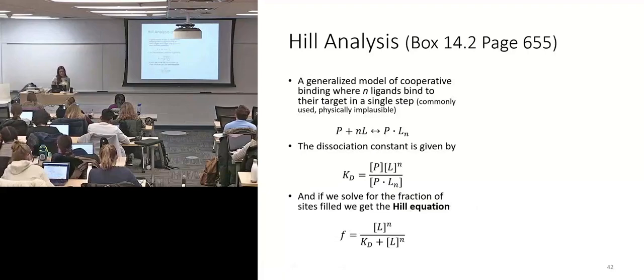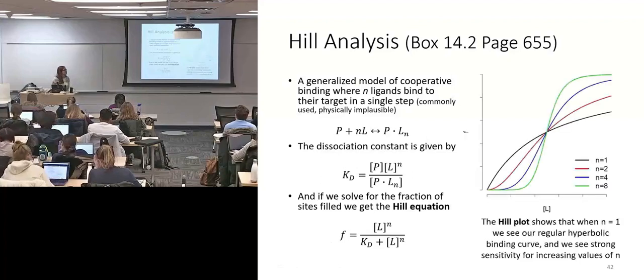And if you plot your fractional saturation versus ligand concentration, you get something called a Hill plot. And again, you have some shapes that indicate how many ligands are involved. So you could have your typical hyperbolic curve, your regular binding curve is shown, and that would be an n equal to 1. And then we have these increasingly steep sigmoidal shapes.